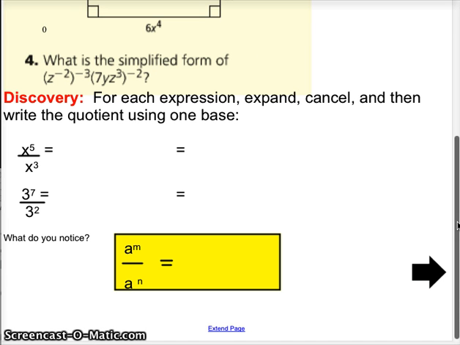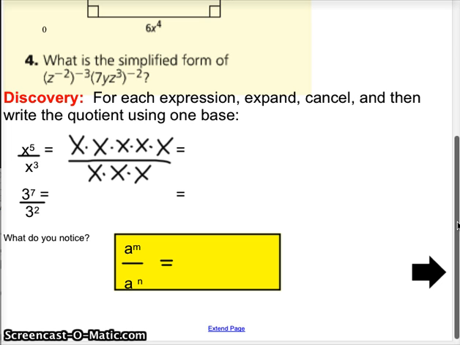Just like all the other rules, the first thing we're going to do is try to discover this rule for ourselves. And to do that, again, like we've done before, we're going to expand these things out and see what's happening. So we're going to start with x to the fifth divided by x to the third. Well, recall x to the fifth is really just x being multiplied together 5 times. X to the third is x being multiplied by itself 3 times.